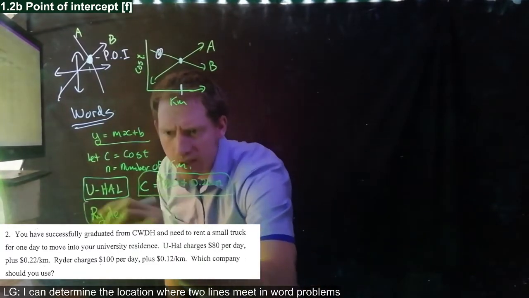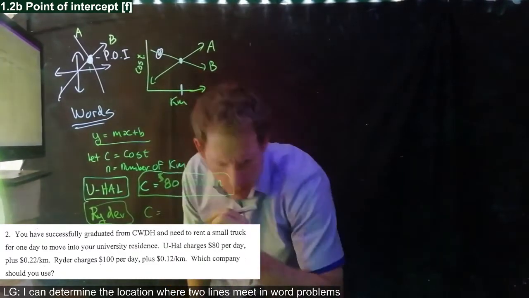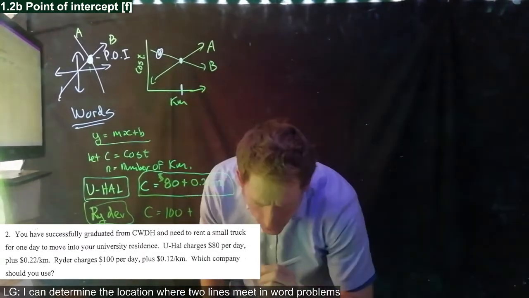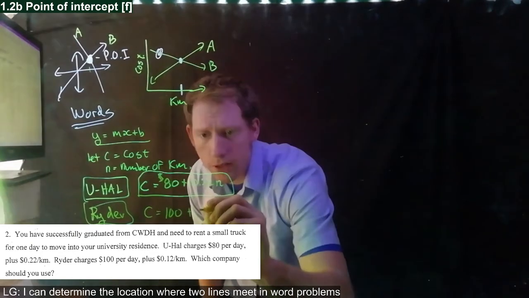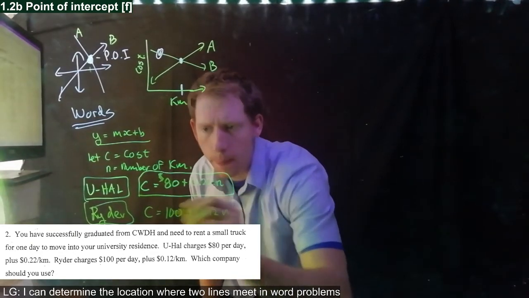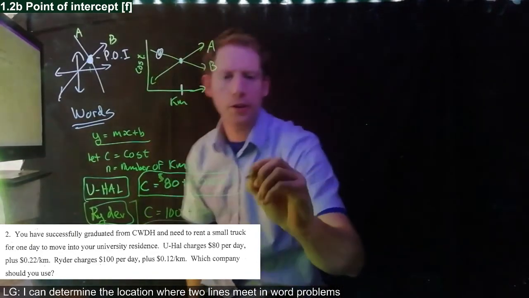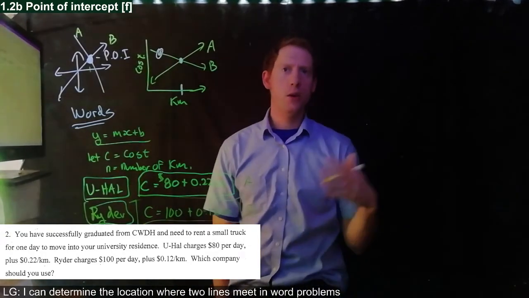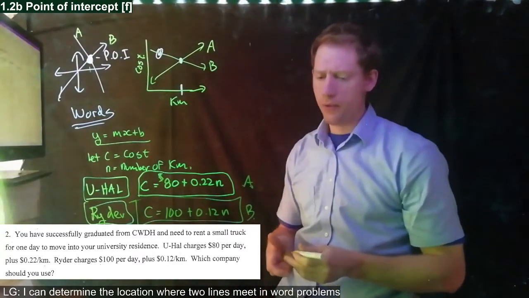Rider charges $100 per day, and then they charge 12 cents per kilometer. Okay, so we have our two equations. We can call this equation A and B. The next thing that you would do is graph and determine the point of intercept.